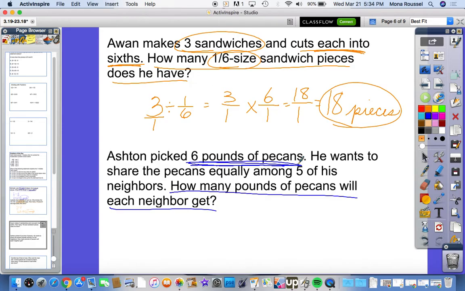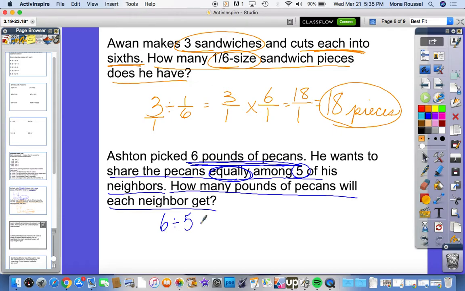But it goes on to say that he wants to share them equally among 5 of his neighbors. So if he's going to share equally, like cutting into equal-sized pieces like we did up here, it's the same concept. That tells you we're going to divide. He's going to share them equally. He has 5 neighbors, so that's the number of equal-sized pieces he needs. 6 pounds is the amount of pecans he starts with.